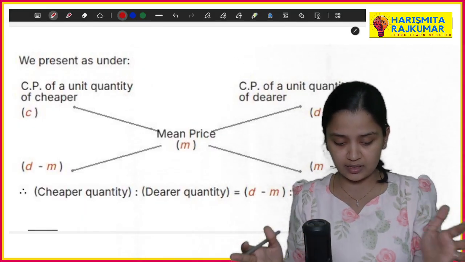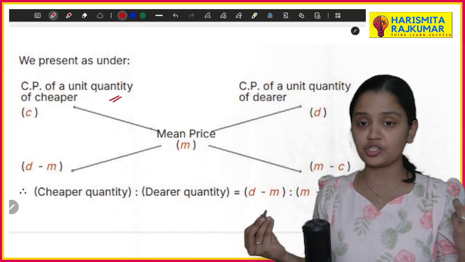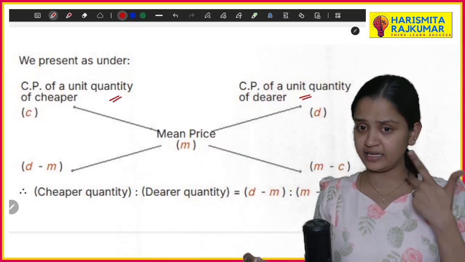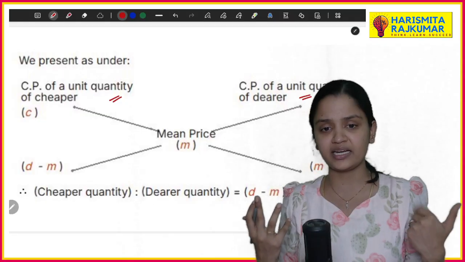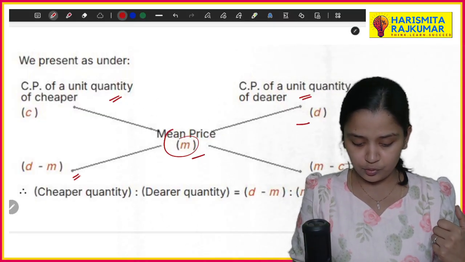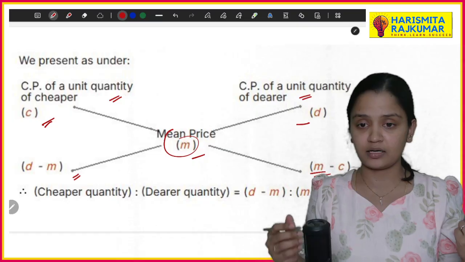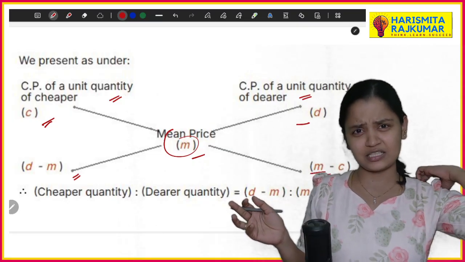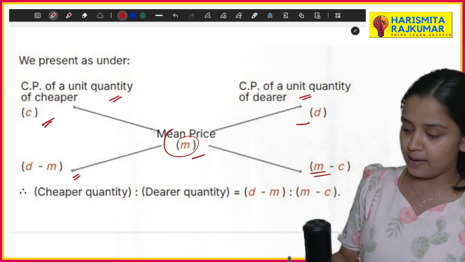So this is how it was done. Cost price of the cheaper, cost price of the dearer. Dearer is nothing but the costly thing. That's why I'm putting D, because with C you'll get confused. This is the mean. So D minus M will give you D minus M. C minus M will give you M minus C, because since it is cheaper, it will be lesser than the average value. So we are putting it as M minus C.